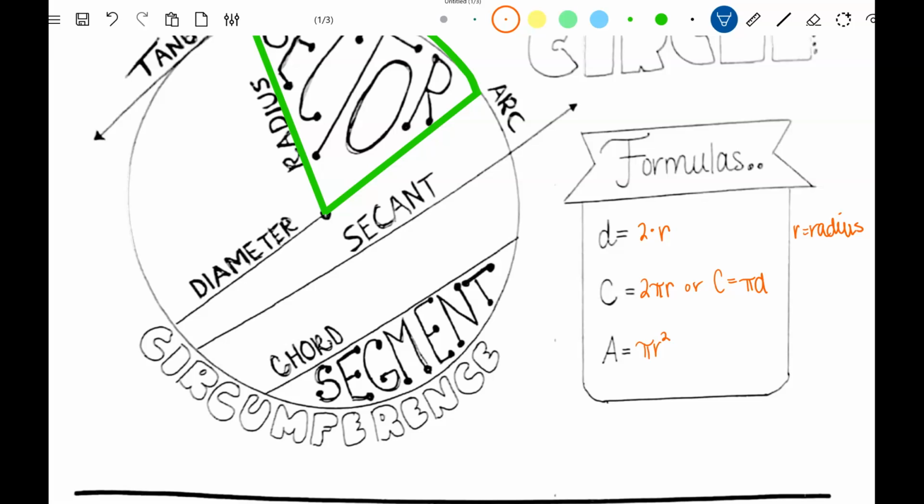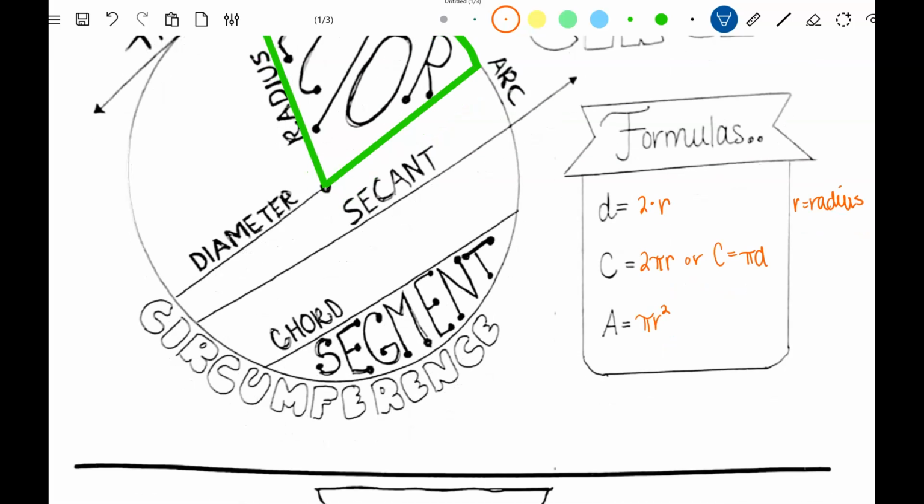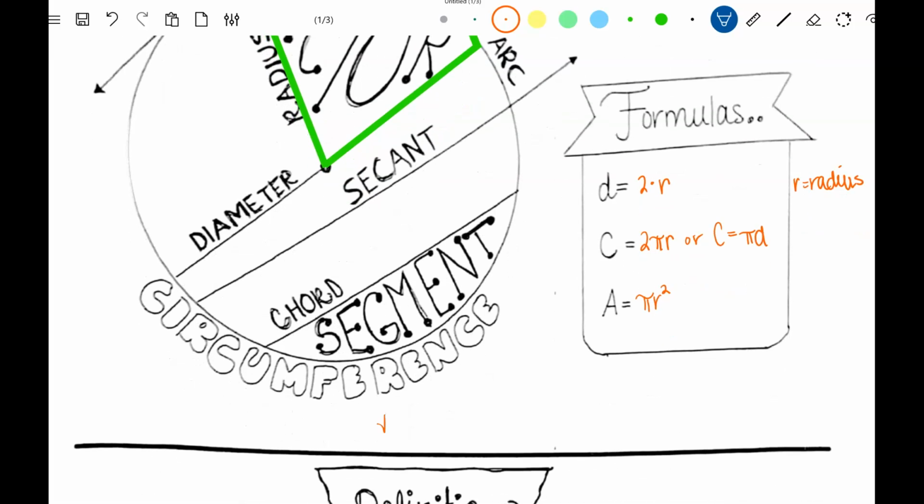I'm not spending much time on those because those are things that you've learned. But one thing I want you to star down here: if it says to give the exact answer, you leave the symbol pi in your answer. Anytime you use numbers for pi, you have to round and you're not exact anymore.